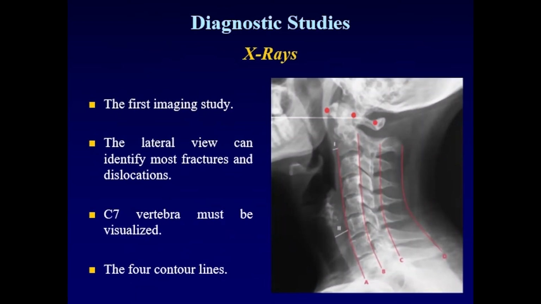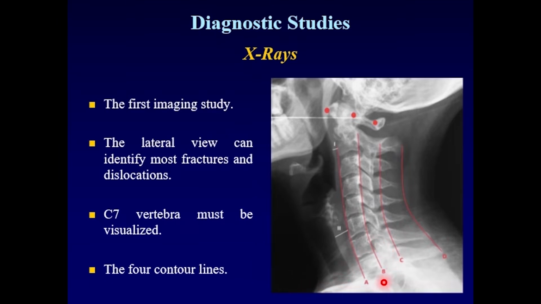To diagnose injuries of the cervical spine, we start with plain X-rays, which are usually the first imaging studies performed. The lateral view can identify most fractures and dislocations, and it's very important to visualize the C7 vertebra to detect cervicothoracic injuries.